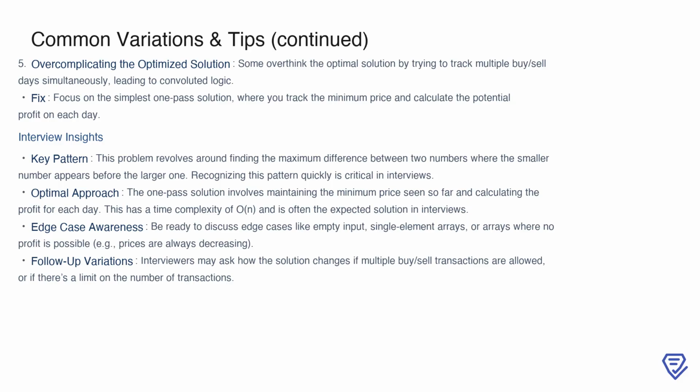Some people try to track multiple buy and sell days simultaneously, which can result in overly complex logic and errors. Instead, it's better to stick to the simplest one-pass solution, where you focus on tracking the minimum price so far and calculating the potential profit for each day. This not only keeps the logic clear but also ensures efficiency.